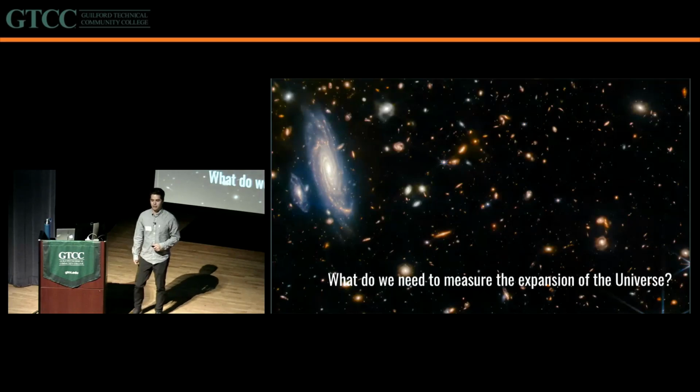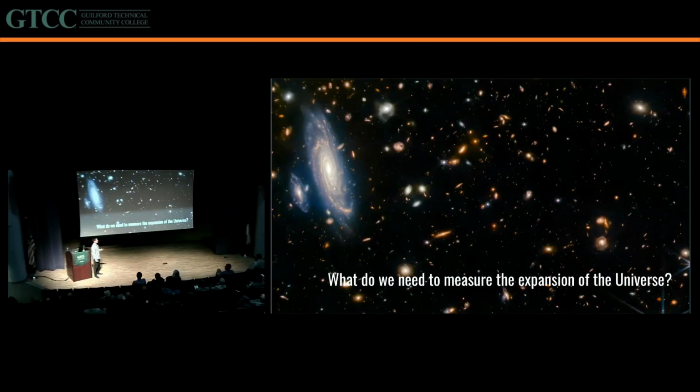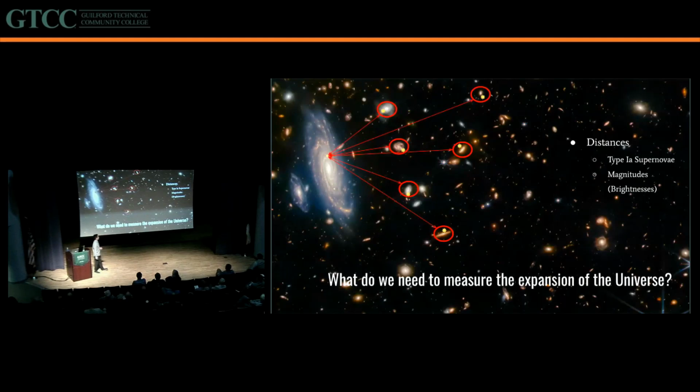So I'll tell you, and I think I've boiled this down somewhat simply, I think that we need two things. Number one, I think we need distances. So if we can measure distances to these galaxies, which are extremely far away, I think that can help us. That's a first step. I think we also need velocities.